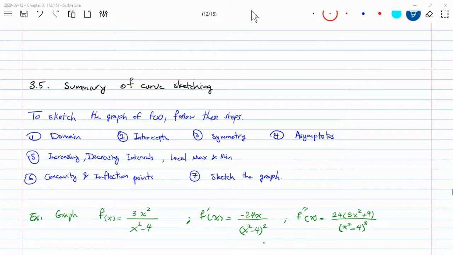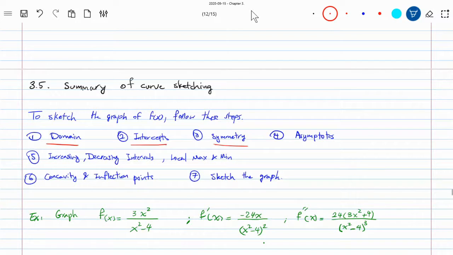So to graph a function, normally we will try to figure out this specific information. First, you need to figure out what is the domain of the function. Then you find the intercepts. Intercept means where the function crosses the x-axis or the y-axis. So x-intercept and y-intercept. Symmetry.